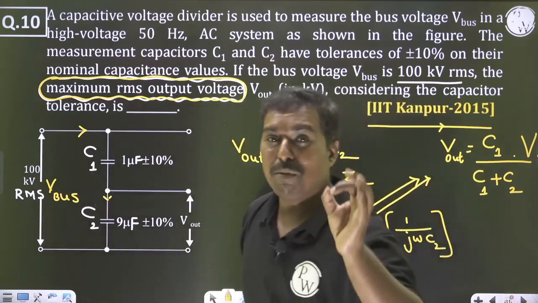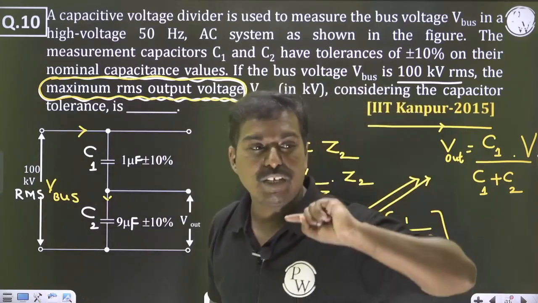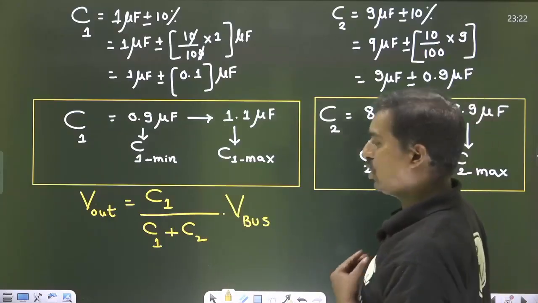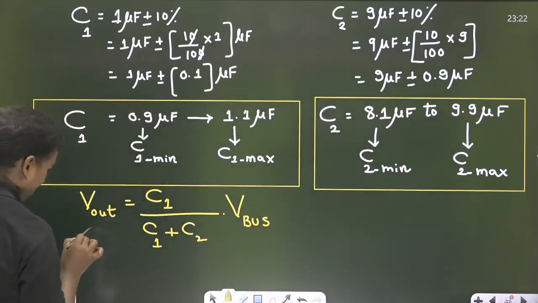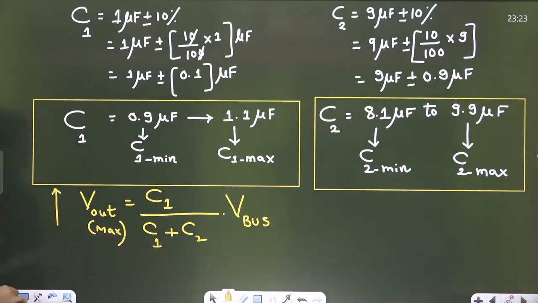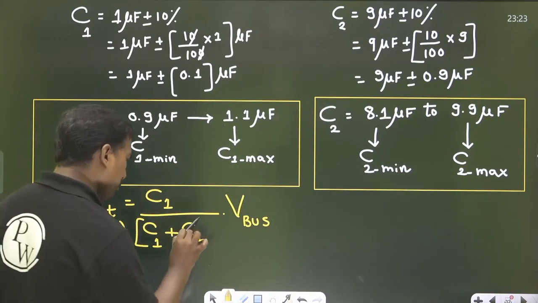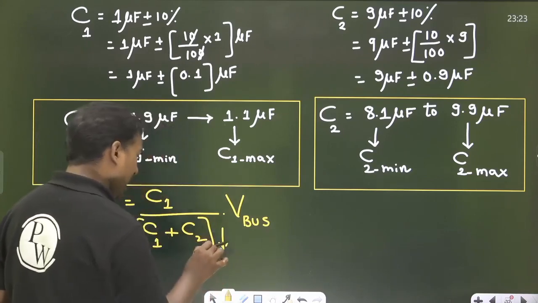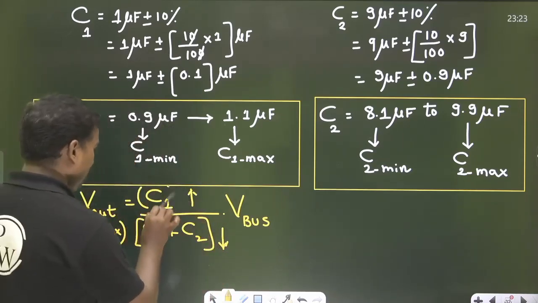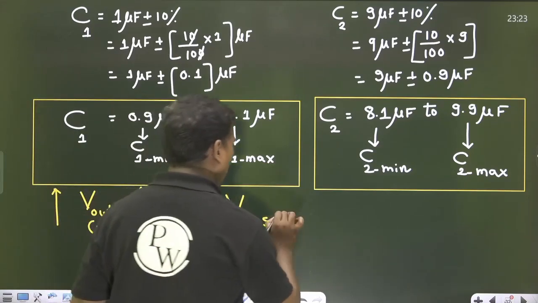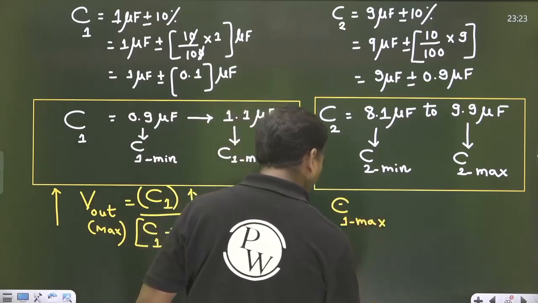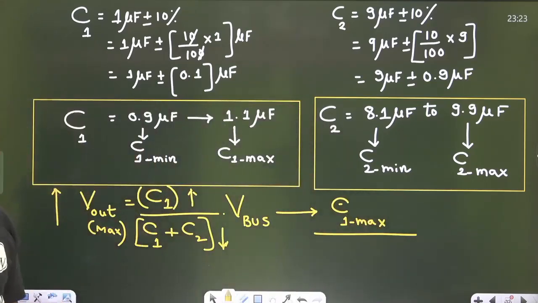The V out should be maximum. But remember, V out is a ratio of two things. So you are expecting this as the maxima, which means what is the condition? This should be maxima and this should be minima. So what should I write? C1 maximum divided by C1 minimum plus C2 minimum, since C1 and C2 should both be minimum in the denominator.